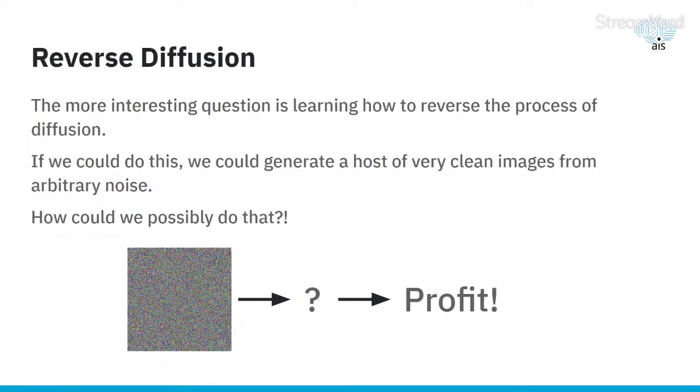Now, the $1 million question here is, how do we reverse this? Because if we can do that, we can make some really cool things out of what's effectively noise. But that's not a trivial question, right? This is just random. But there is a way.